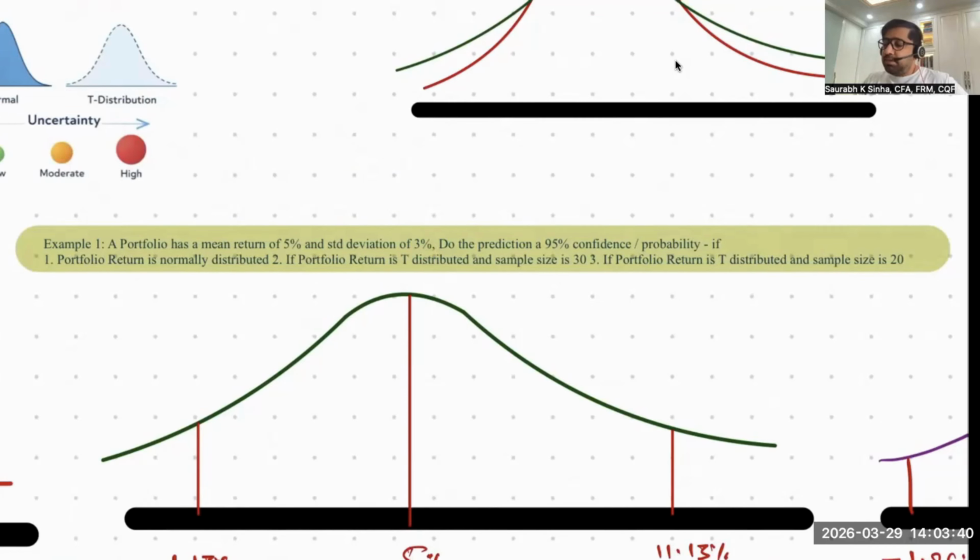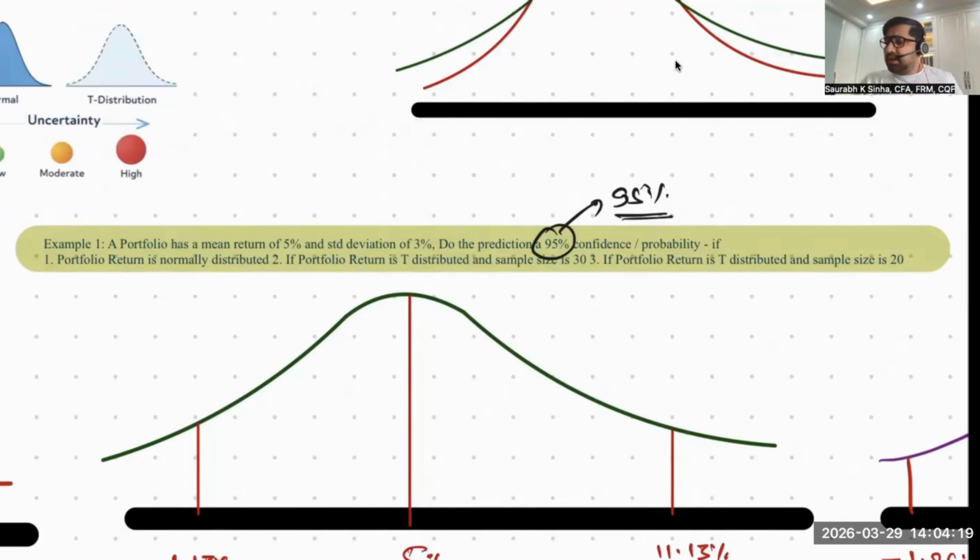What do you have to do? You have to do a prediction, with a probability or confidence of 95%. So you have to state it in a term like, I'm 95% sure that the stock return will fall between this and this, or I'm 95% confident that the stock return will fall between this and this, or there is a 95% probability that the stock return will fall between this and this. You have to do the prediction something like this.